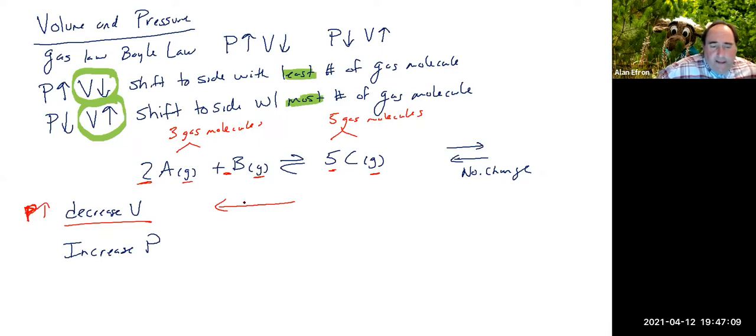Question on that? Again, decreasing the volume is going to cause the pressure to jump. By lowering the number of gas molecules, it will bring the pressure back down and come back to equilibrium. Any questions on that one there? If we increase the pressure, it is actually going to do the same thing. It's going to decrease the volume.